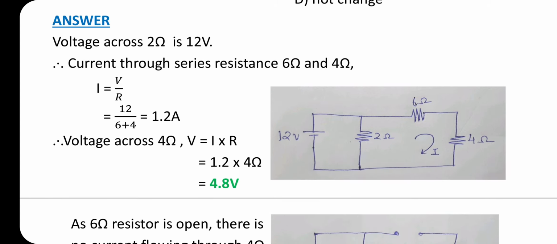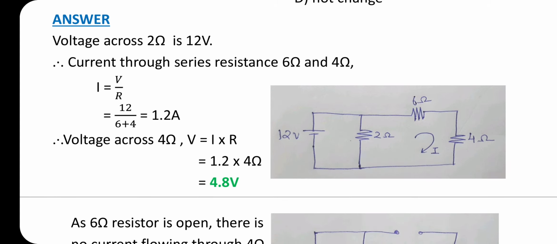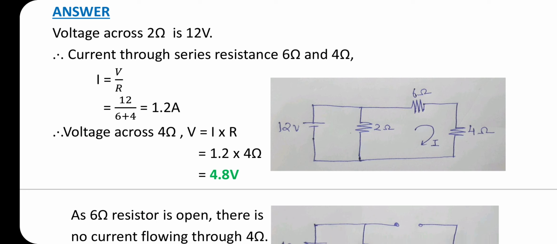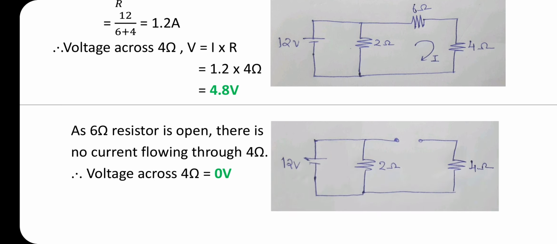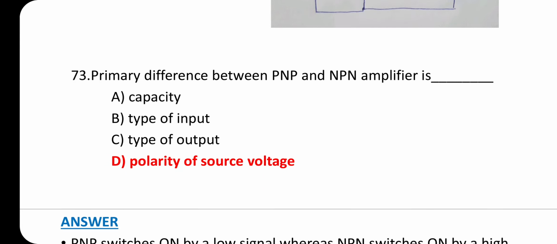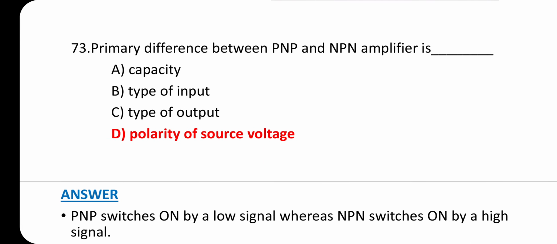Therefore, voltage across the 4 ohm resistor is V equal to I into R. We get 1.2 into 4, 4.8 volt. As the 6 ohm resistor is open, there is no current flowing through the 4 ohm. Therefore, voltage drop across the 4 ohm is 0 volt. 73. Primary difference between PNP and NPN amplifier is, answer is option D, polarity of source voltage.